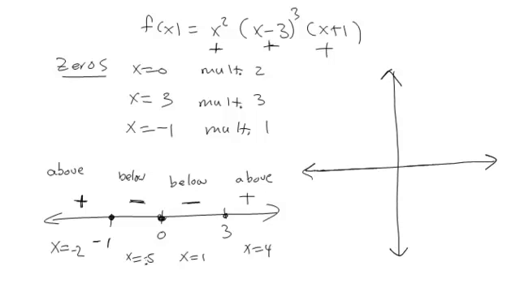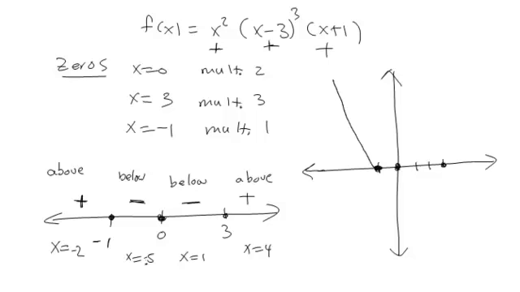So now I'm going to transfer this information over here. Let's say I plot my 0. So I have 0, I have, let's say, 1, 2, 3, and then I have negative 1. Now, here's how this goes. I know that from negative infinity up to negative 1, which is all of this right here, it's above. But it's got to come down towards the 0, so it's going to come down towards this 0 and touch.